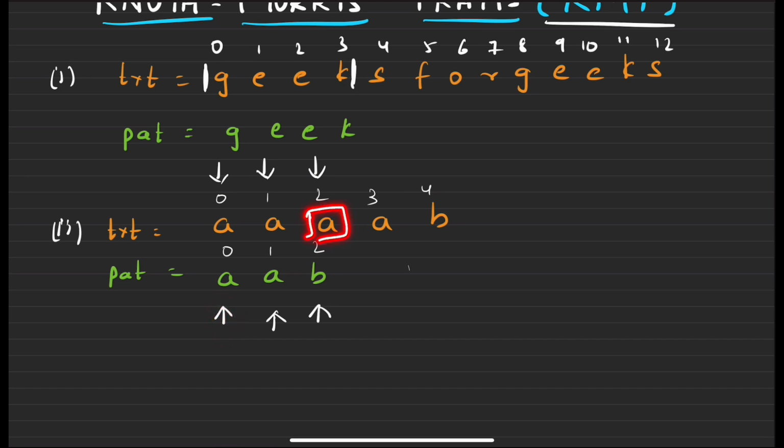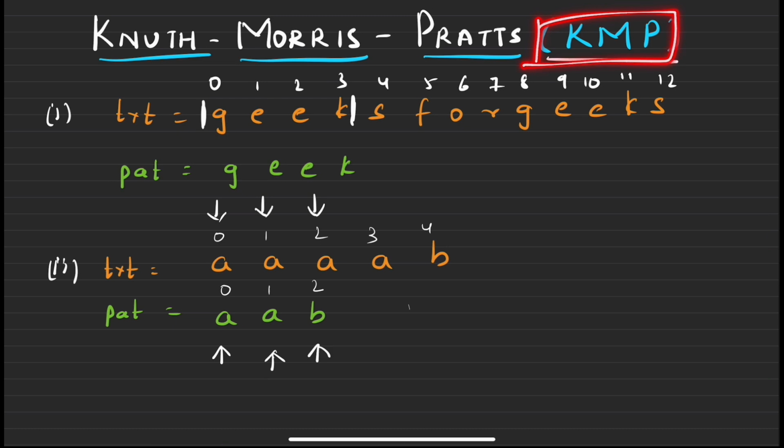Because only this character has mismatched, right? But what we have previously matched, this part and this part, is still valid. Whatever we have computed in the past is valid. That is, this A is still valid, that means only this character got mismatched. This A is still valid, these A's are still matching. So instead of bringing the pointer again to index number 0, we can bring it to index number 1, because this character and these characters are both matching. So this is the intuition of the KMP algorithm.